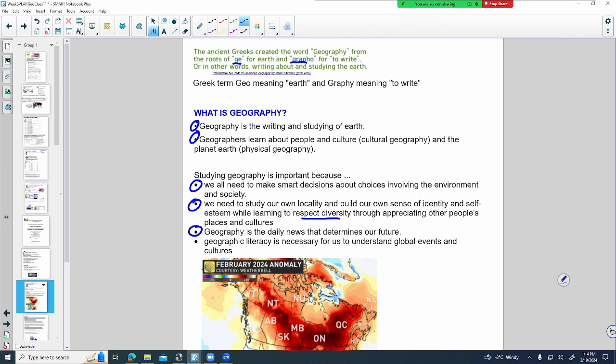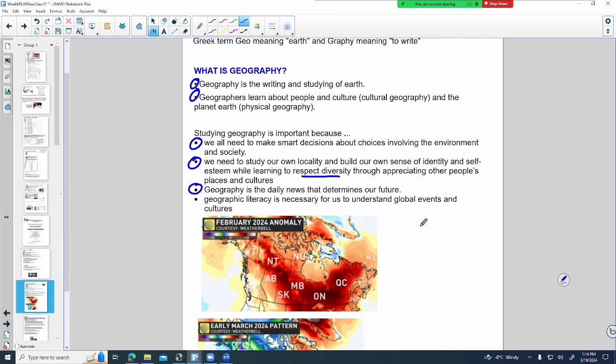Okay, geography is also about the daily news that determines our future. So this morning you might have looked at the weather. If you're traveling somewhere, you might have said it doesn't look like the weather is good for today, and you might decide not to travel. Or you might decide to postpone your travel and travel later in the week. Okay, so that's what it means by determining our future using geography. Geographic literacy is also necessary for us to understand global events and culture.